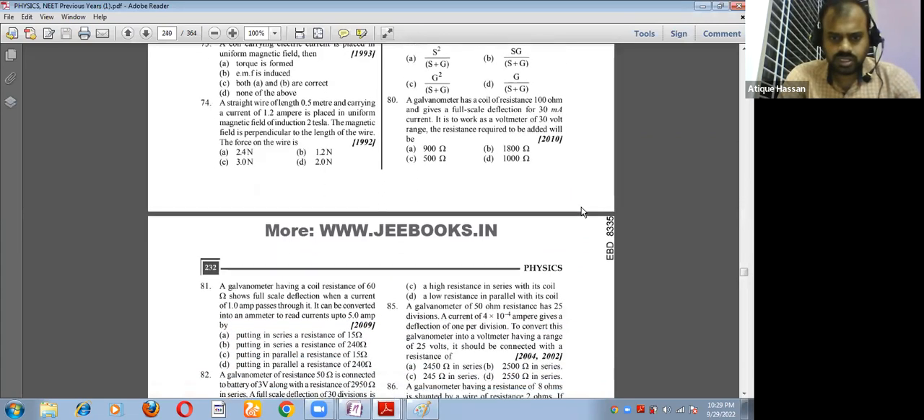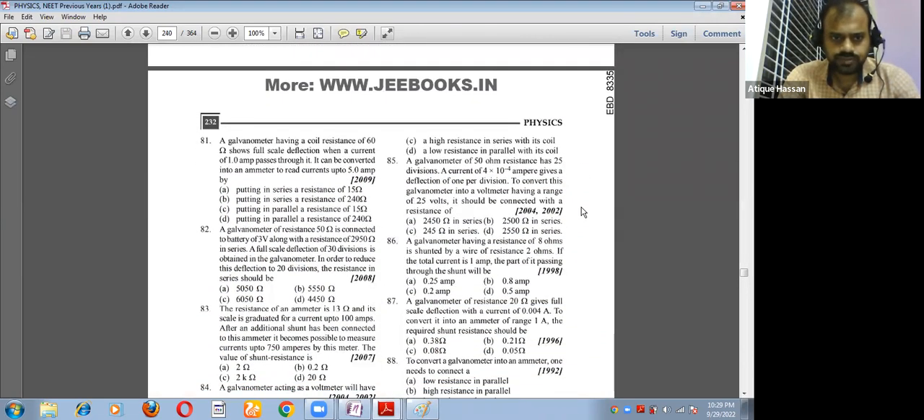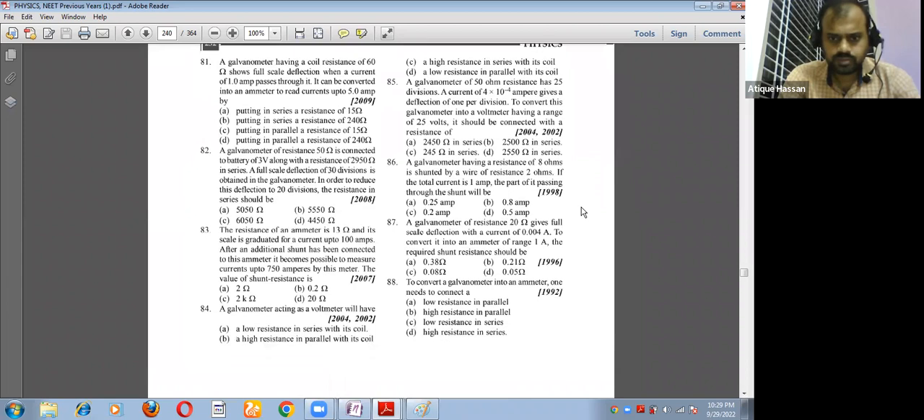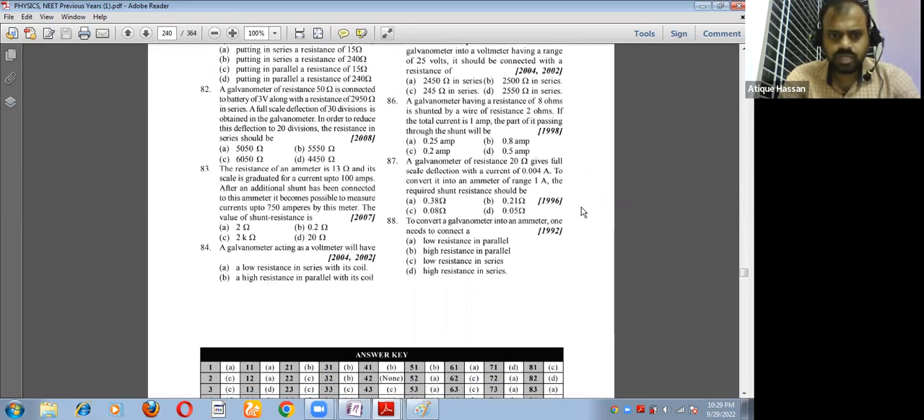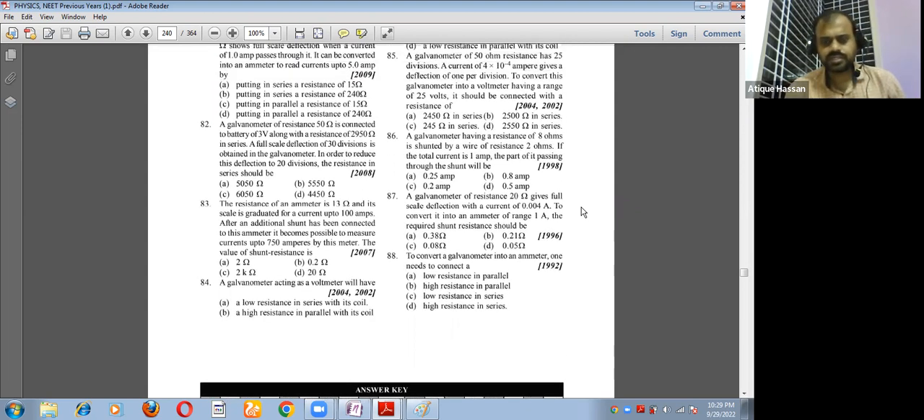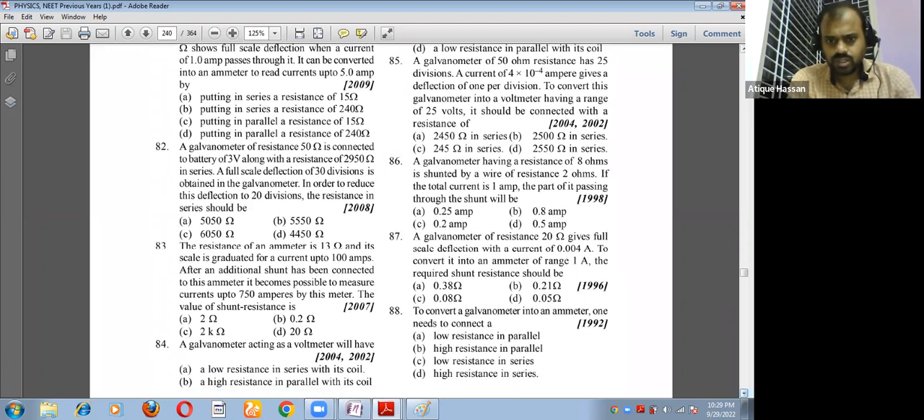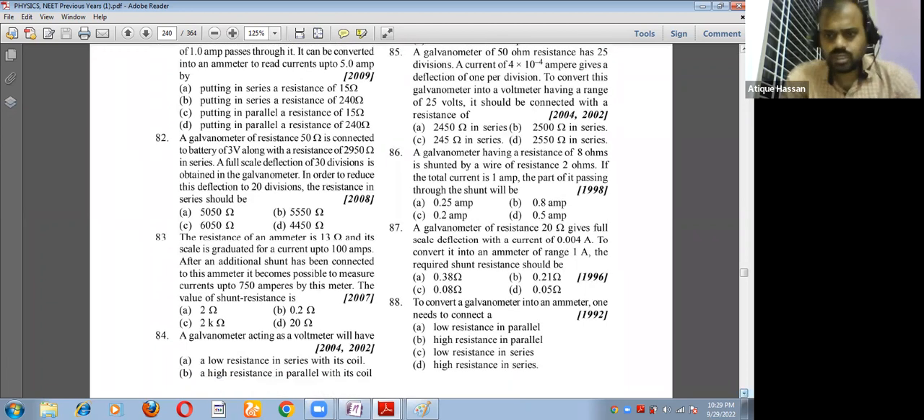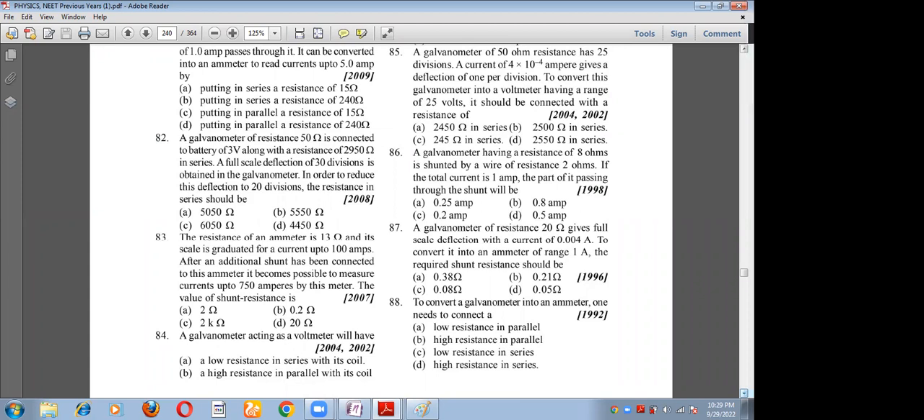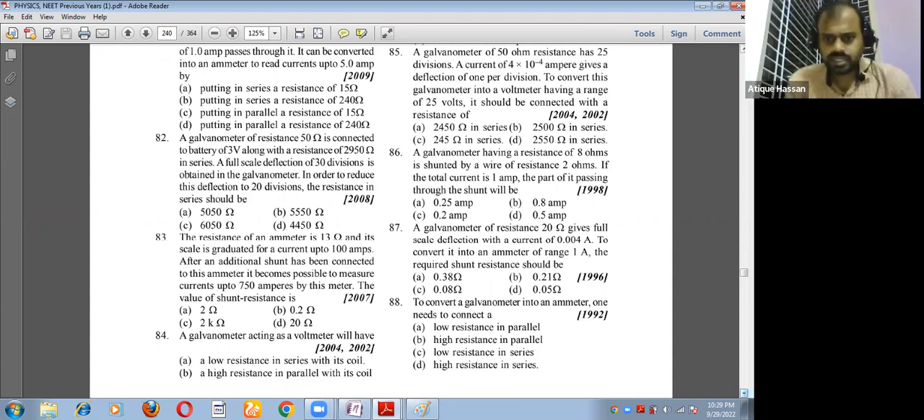Let me see any theoretical question. Now solve quickly question number 88. This is a theoretical question, so solve it. To convert a galvanometer into ammeter, one needs to connect what? What should be the answer? Low resistance in parallel. Correct. It should be a low resistance in parallel.